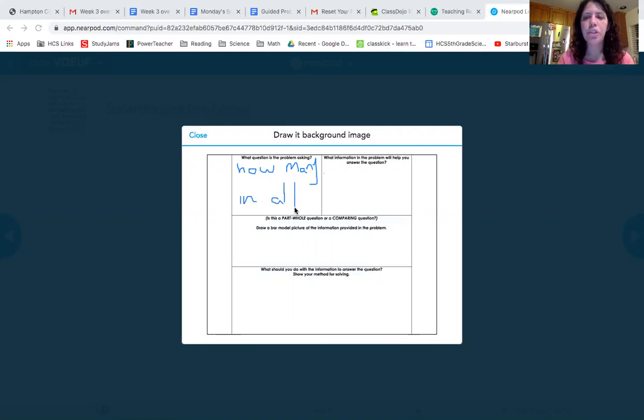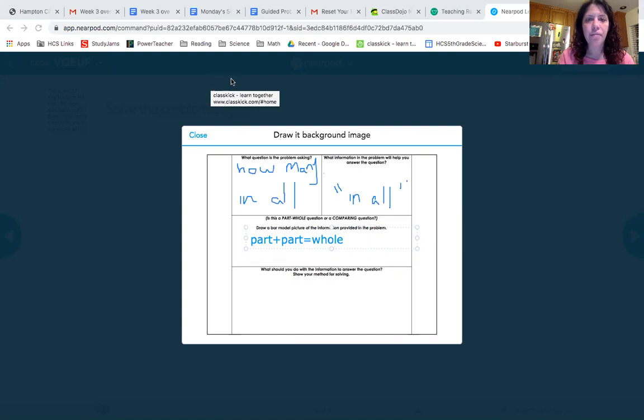And then it says, what information in the problem will help you answer the question? Now, of course, we know our clue word that's going to help us out is in all. Okay, and that means it's going to add. So now I want you to draw my part whole to help me. When we're adding, boys and girls, what we're doing is really just adding part plus part equals whole. And of course, our whole number is going to be larger than either one of our parts because we're going to be adding these two numbers together.